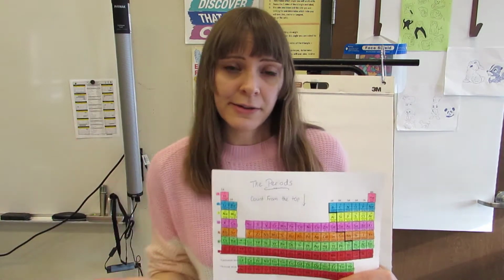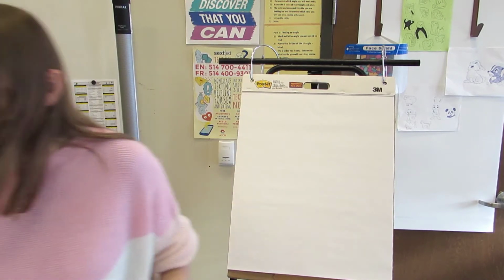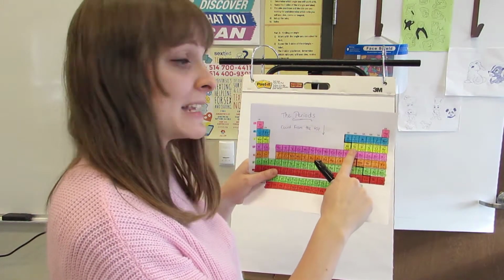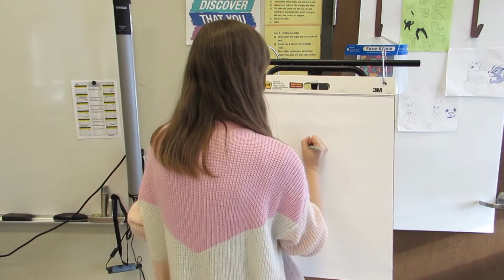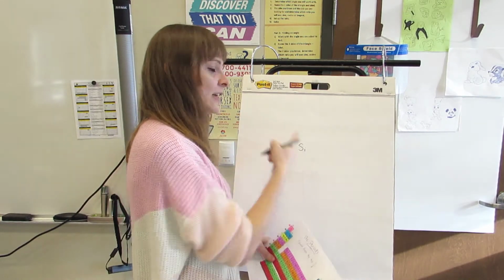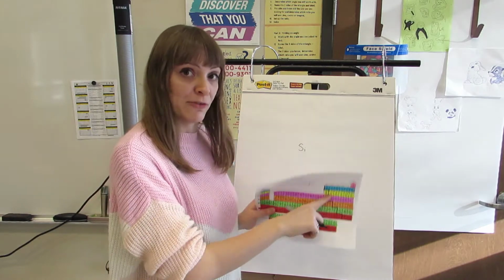So the first thing that we're going to want to do is choose an atom to draw. I'm going to go ahead and choose silicon. So I am going to find silicon on my periodic table. Silicon is element 14. I'm going to take my element symbol, which is Si, and I'm going to write the atomic number underneath it. The atomic number being the number in the box. So 14.